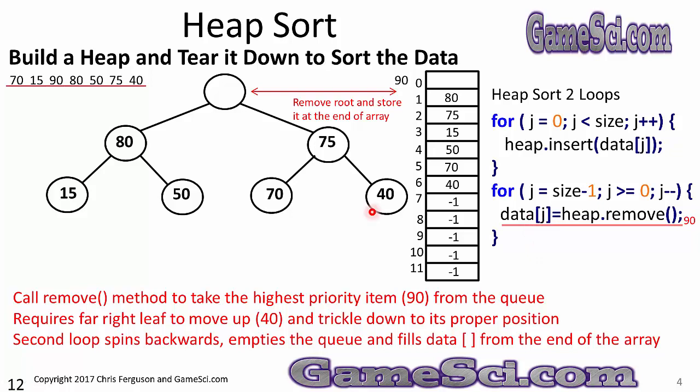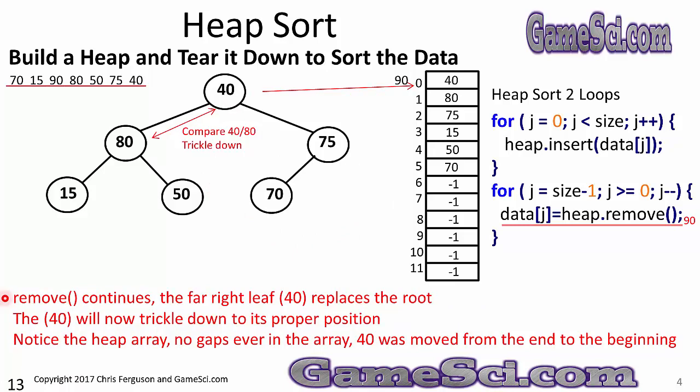Watch what this 40 does. The 40 moves up to replace the 90. Remove continues. The far right leaf 40 replaces the root. The 40 will now trickle down to its proper position. Notice the heap array. No gaps ever in the array. 40 was moved from the end to the beginning.